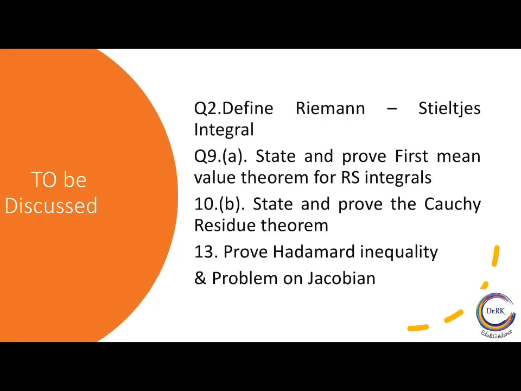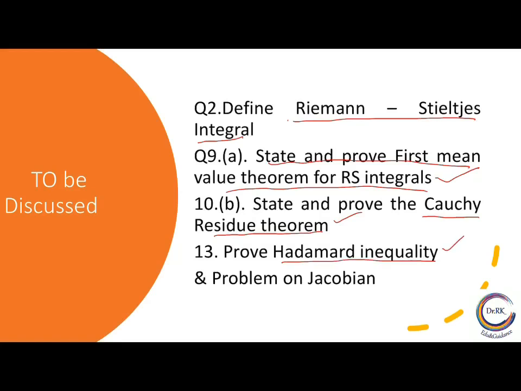Next, some of the topics left in the discussion: What is the definition of the Riemann-Stieltjes integral, and state and prove the first mean value theorem for the Riemann-Stieltjes integral. Another important thing is to state and prove the Cauchy residue theorem. The other one is the Hadamard inequality, to be discussed, and also one simple problem on the Jacobian. Maybe we'll try to discuss these things in the later part. Thank you.